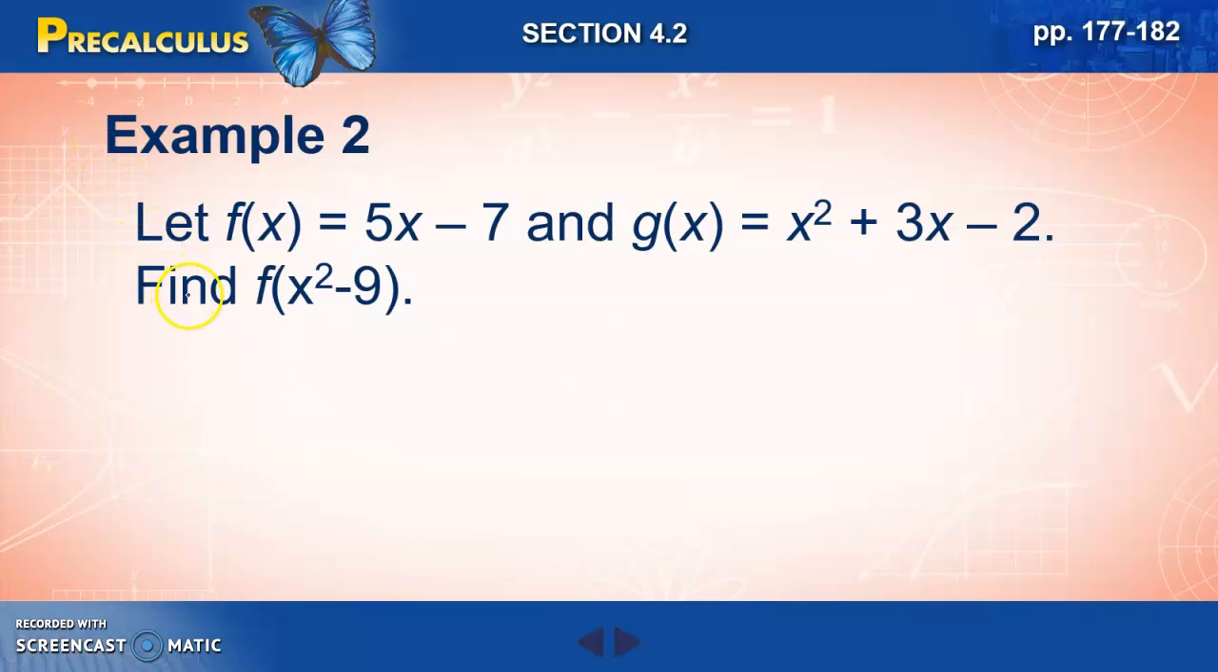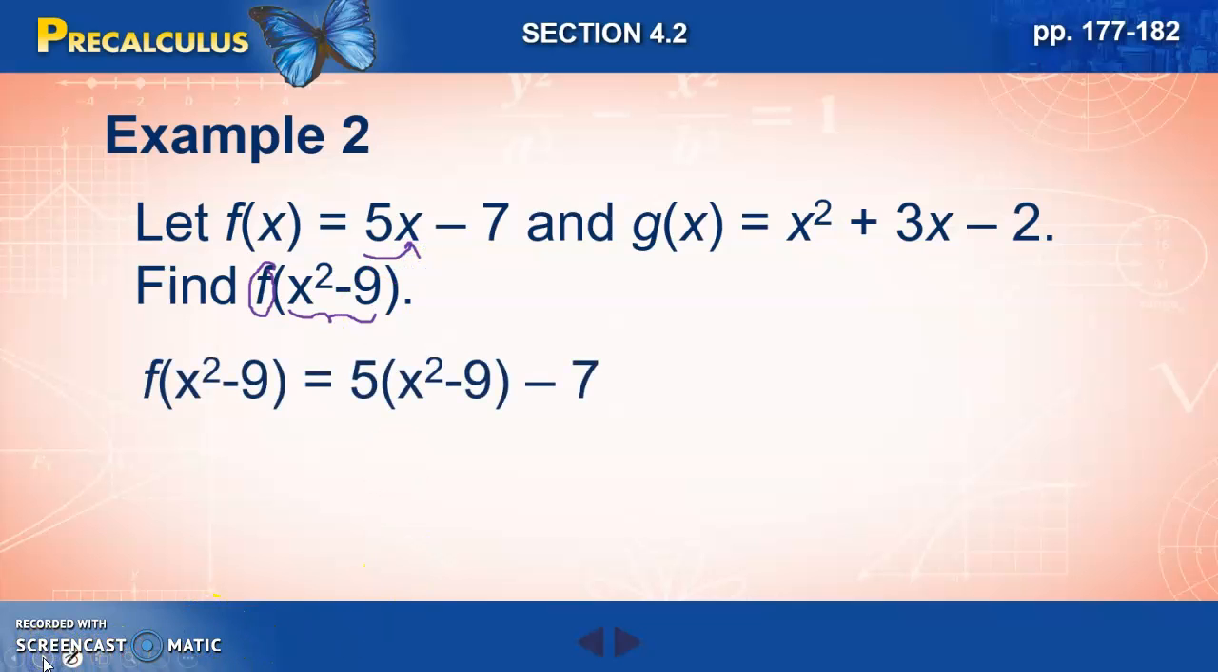All right, again, we're not adding or subtracting, multiplying or dividing any functions. We're dealing solely with our f function, and we're subbing in this x squared minus 9. So every time we see an x, we will sub in x squared minus 9 using parentheses. So we're left with 5 times (x squared minus 9) minus 7. That's 5x squared minus 45 minus 7, 5x squared minus 52 in its most simple form.